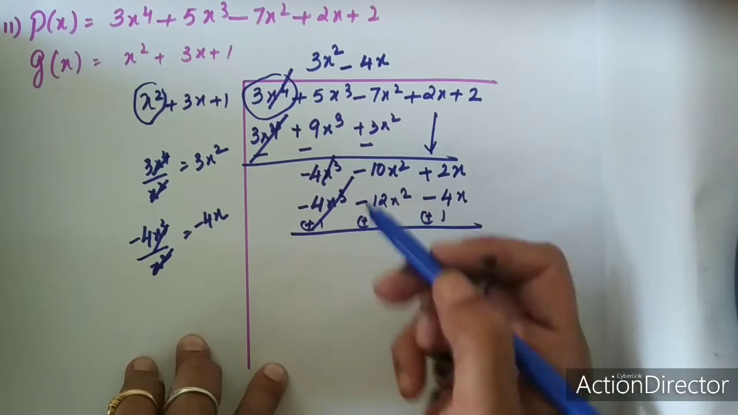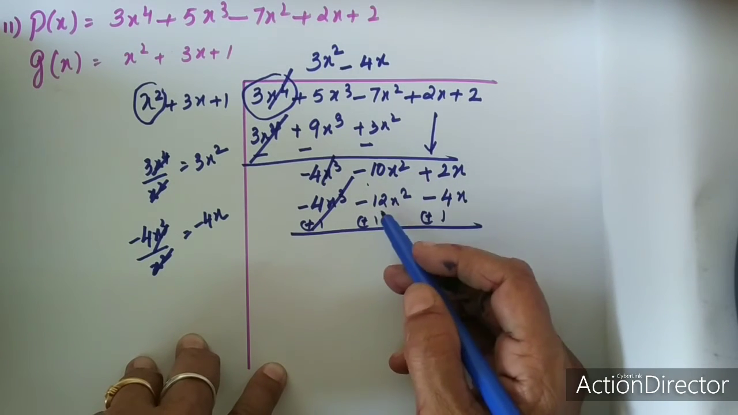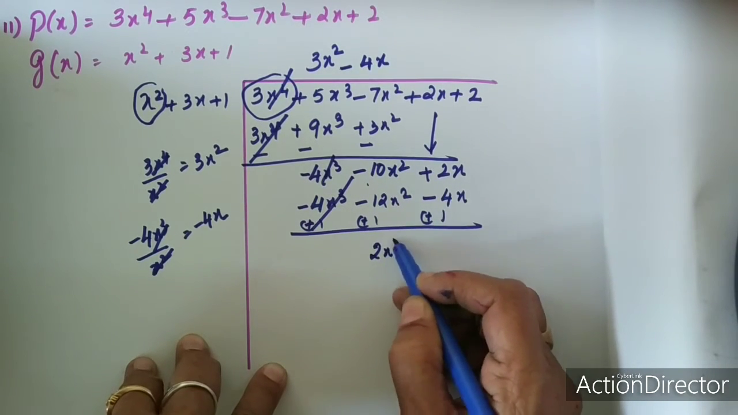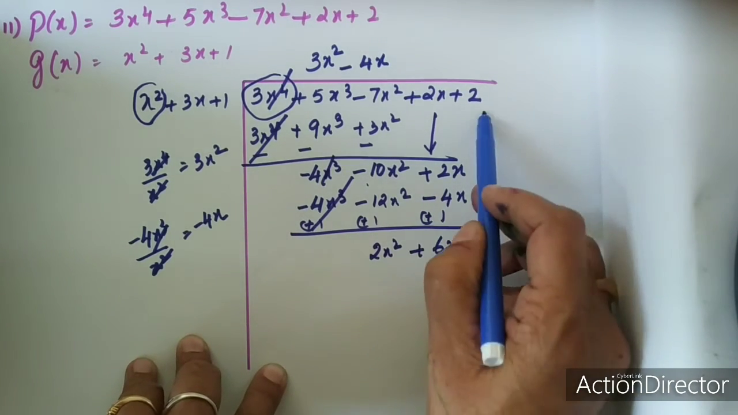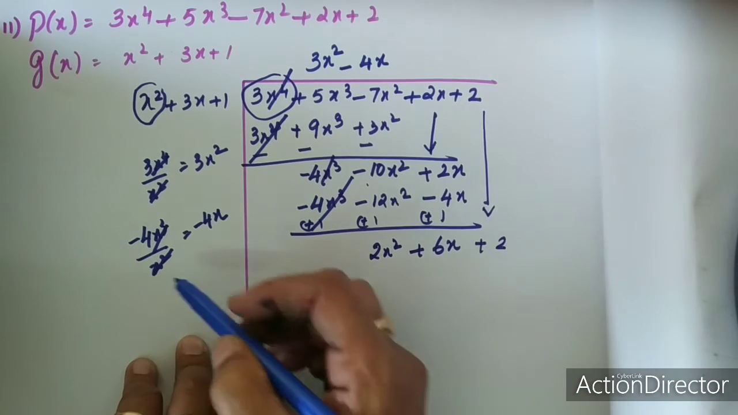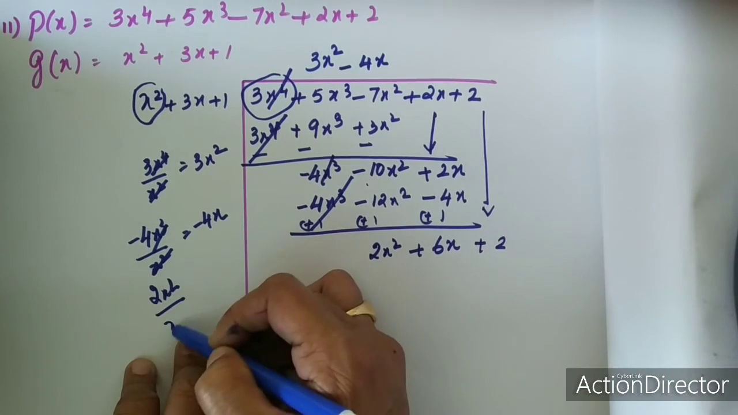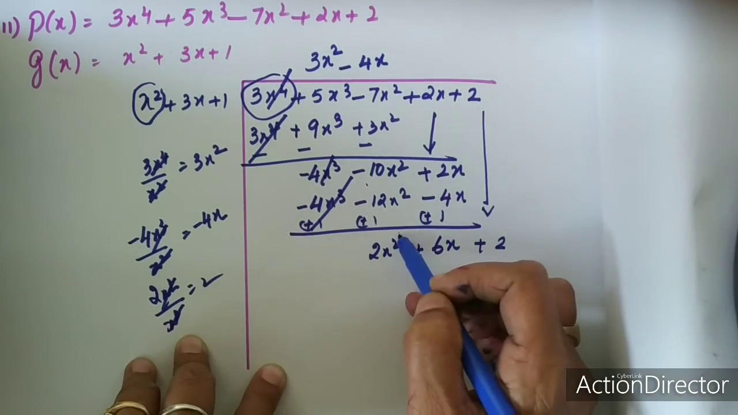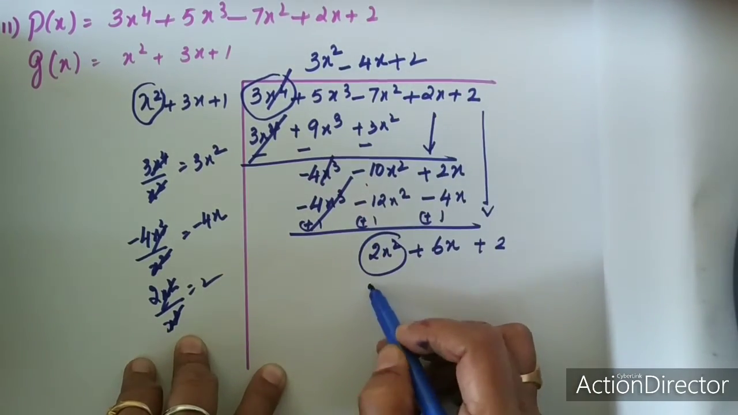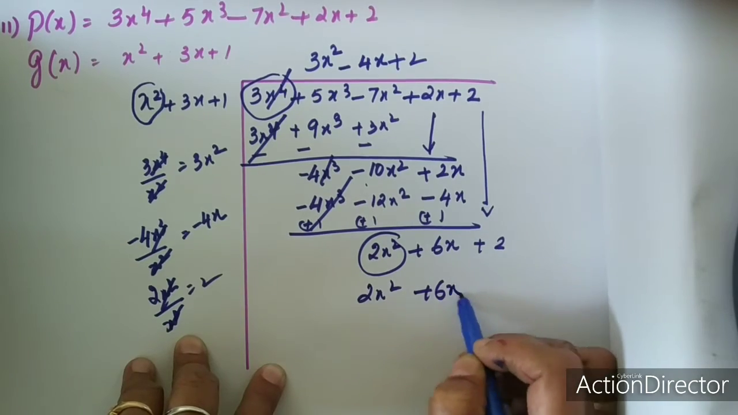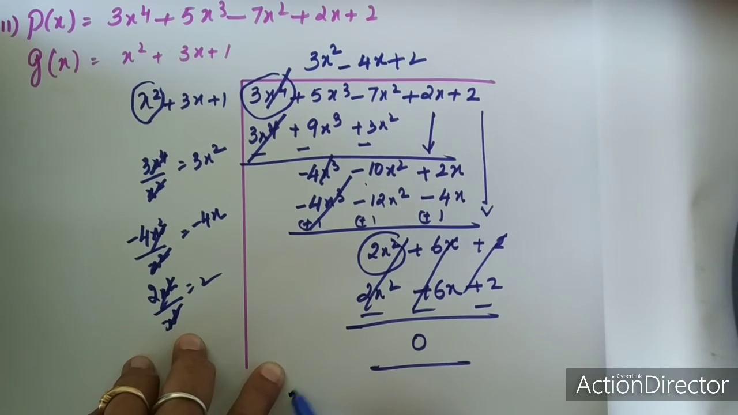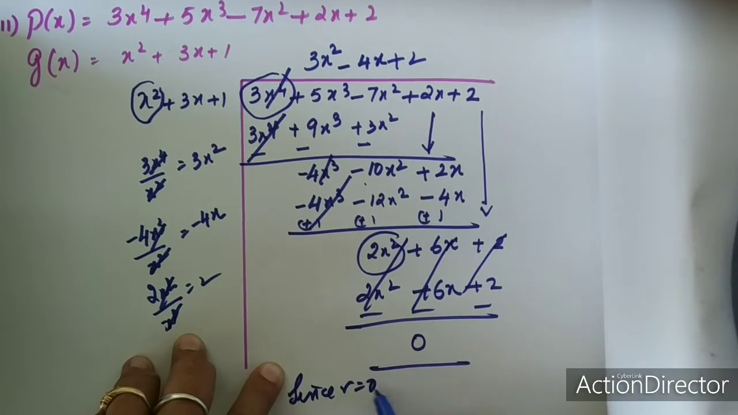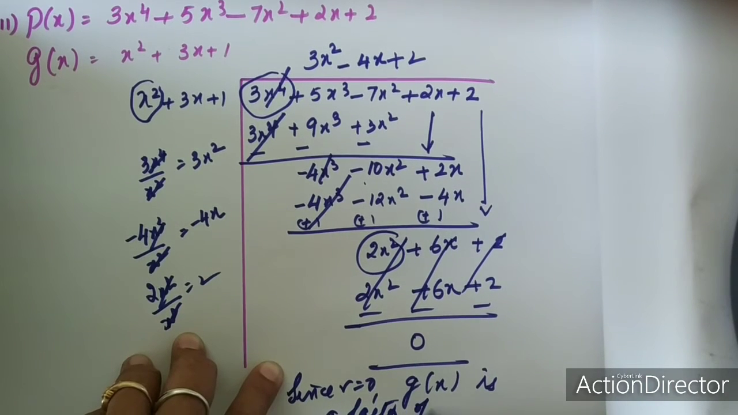Now 4x cube minus 4x cube will get cancelled. Minus 10 plus 12 will be 2x square. 4 plus 2 is 6x. Plus 6x, take the next term over here, it is plus 2. So 2x square divided by x square will be equal to 2. Plus 2, 2 into x square is 2x square plus 6x plus 2. While subtracting, I get all the answers to be equal to 0. Since remainder is equal to 0, g of x is a factor of p of x.